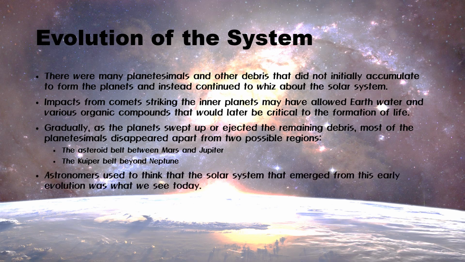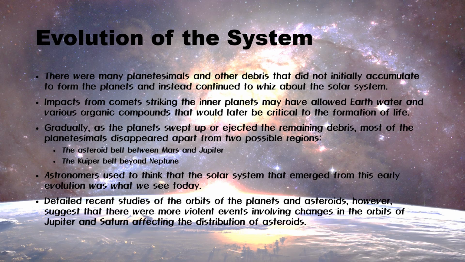Now, astronomers used to think that the solar system emerged from this early evolution into what we see today. However, we have now started having some detailed studies of the orbits of planets and asteroids. They suggest that there were more violent events involving changes in the orbits of things like Jupiter and Saturn, affecting the distribution of asteroids. In fact, the asteroid belt itself might at one time have come from some planetesimal-type object that was ripped apart by the gravitational force of Jupiter.